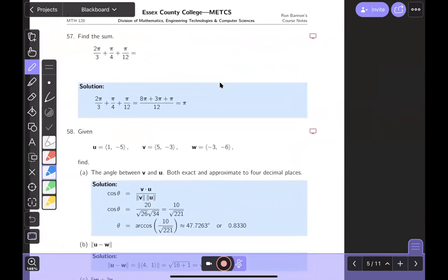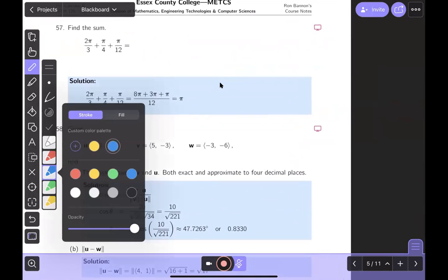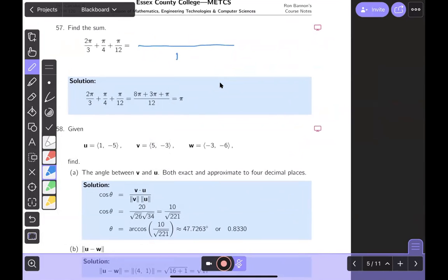57 says find the sum. Well, that looks pretty easy to me, and I'll tell you why. It's a fraction problem, and I certainly know how to add fractions together. What's the common denominator? 12. What times 3 gives you 12? 4. 4 times 2 pi is 8 pi. Plus, what times 4 would give you 12? 3. That's 3 pi now. Plus pi. And what would that give you? 8, 9, 10, 11, 12 pi over 12. And I can reduce that, and that's pi.